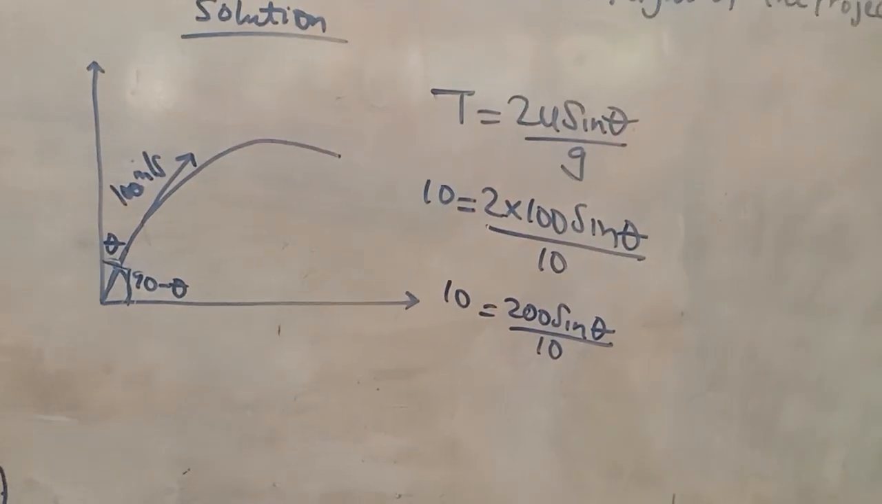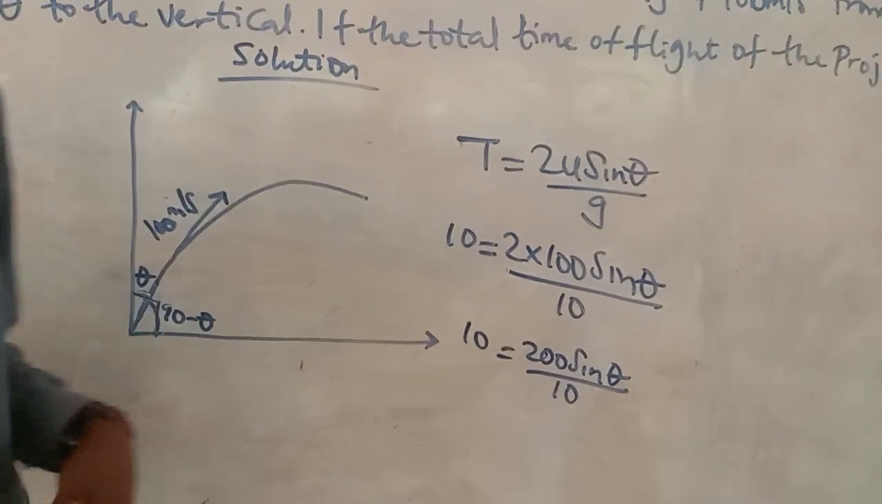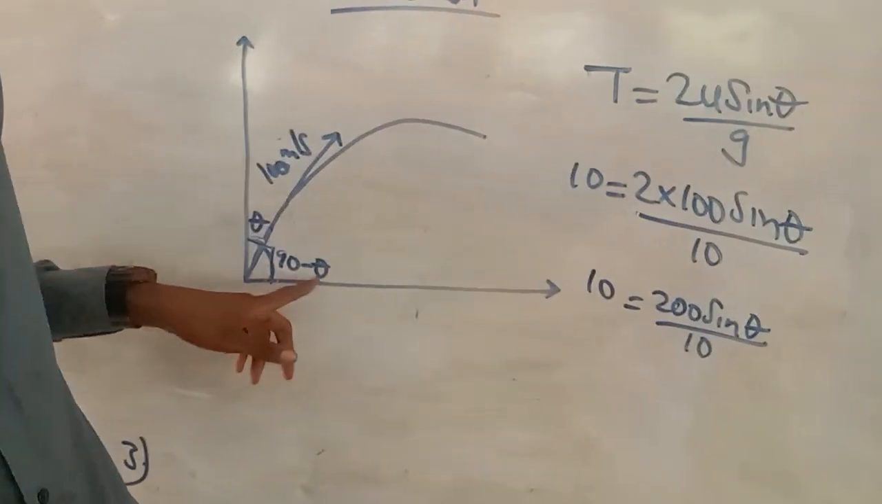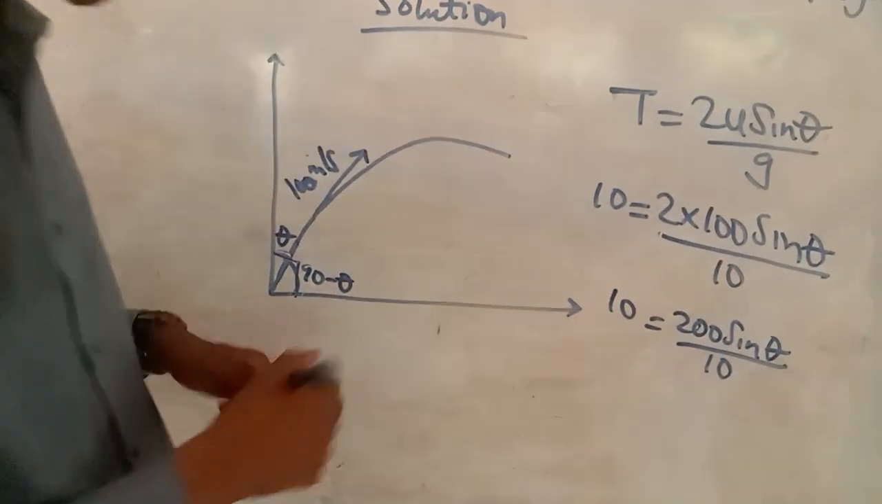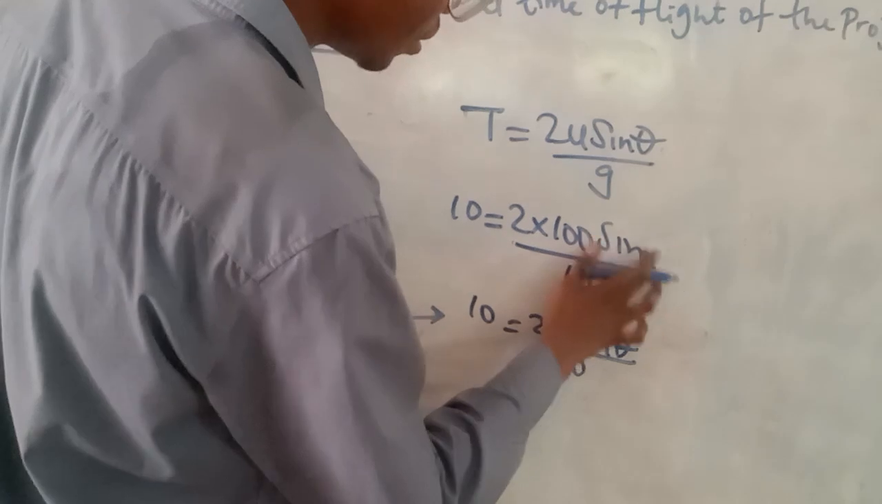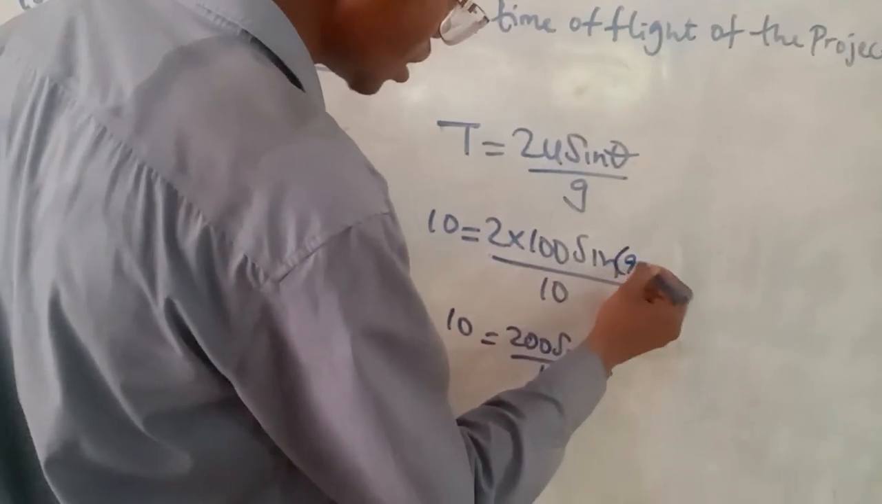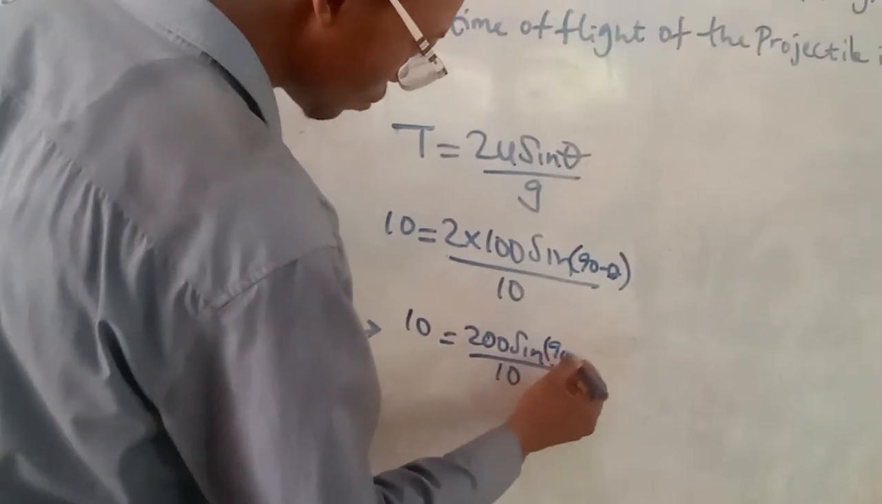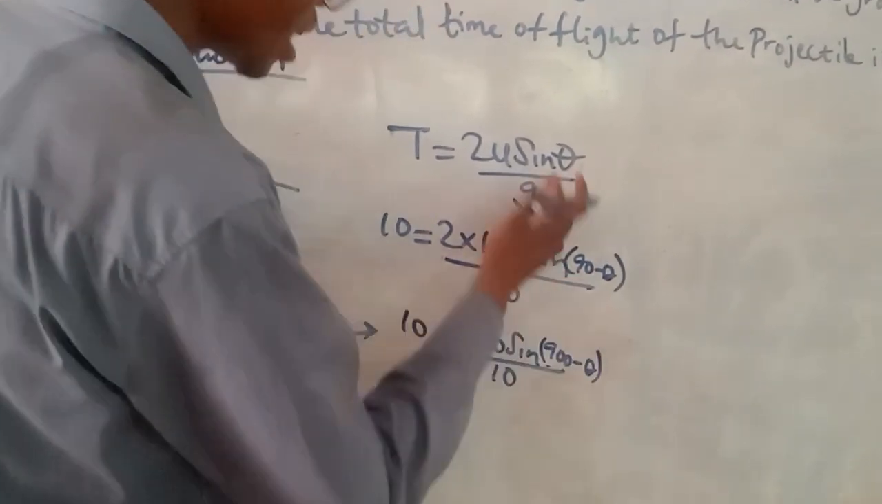Now look at the question. They say the total time of flight is 10 seconds. That means we are given this total time of flight as 10. Are you getting me? We are given here as 10. So what will you do? That is 10 equals 200 sine theta over 10. Are you getting me?